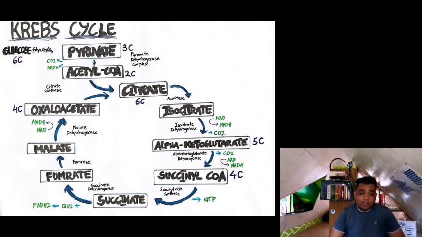In the next step, the citrate is isomerized into isocitrate by the enzyme aconitase. Next, the isocitrate is oxidized into alpha-ketoglutarate by the enzyme isocitrate dehydrogenase, and in this reaction, a molecule of NAD is reduced to NADH, and a molecule of carbon dioxide is generated. Hence, the alpha-ketoglutarate is a 5-carbon compound, since a carbon is lost as carbon dioxide.